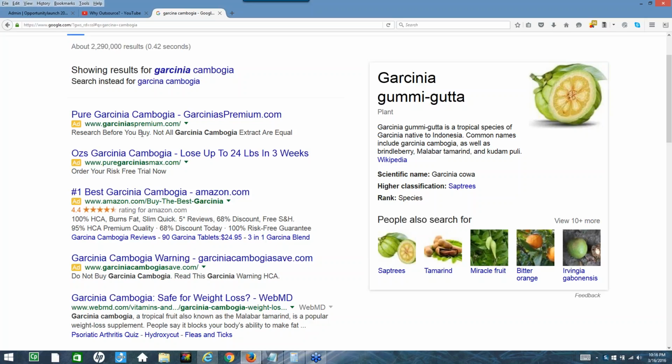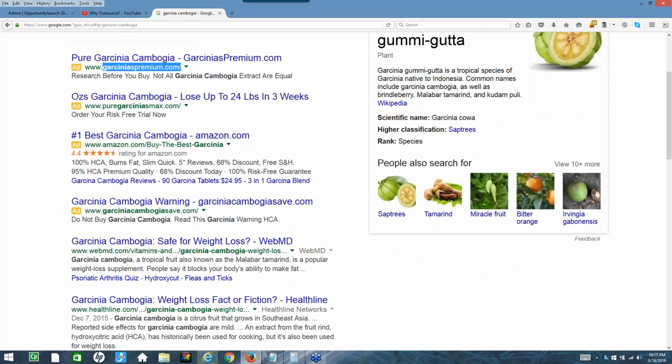Take a look at Garcinia Cambogia. Go to garciniapremium.com. That's not going to work as effectively as if someone is searching for Garcinia Cambogia and seeing it right there on the top. So Garcinia Cambogia in this instance is the keyword that you're trying to search for. Now, there could be other variations or long tail keywords, because what is Garcinia Cambogia for? It's for weight loss, right? Garcinia Cambogia is safe for weight loss.